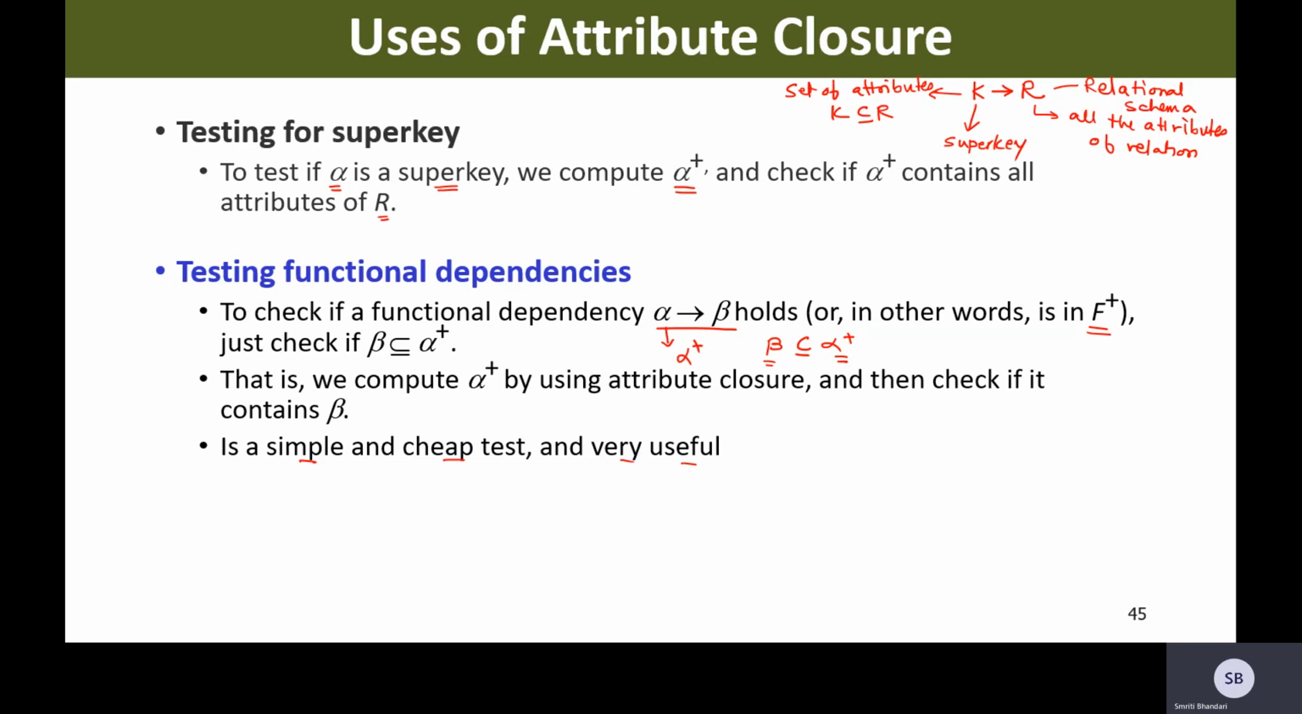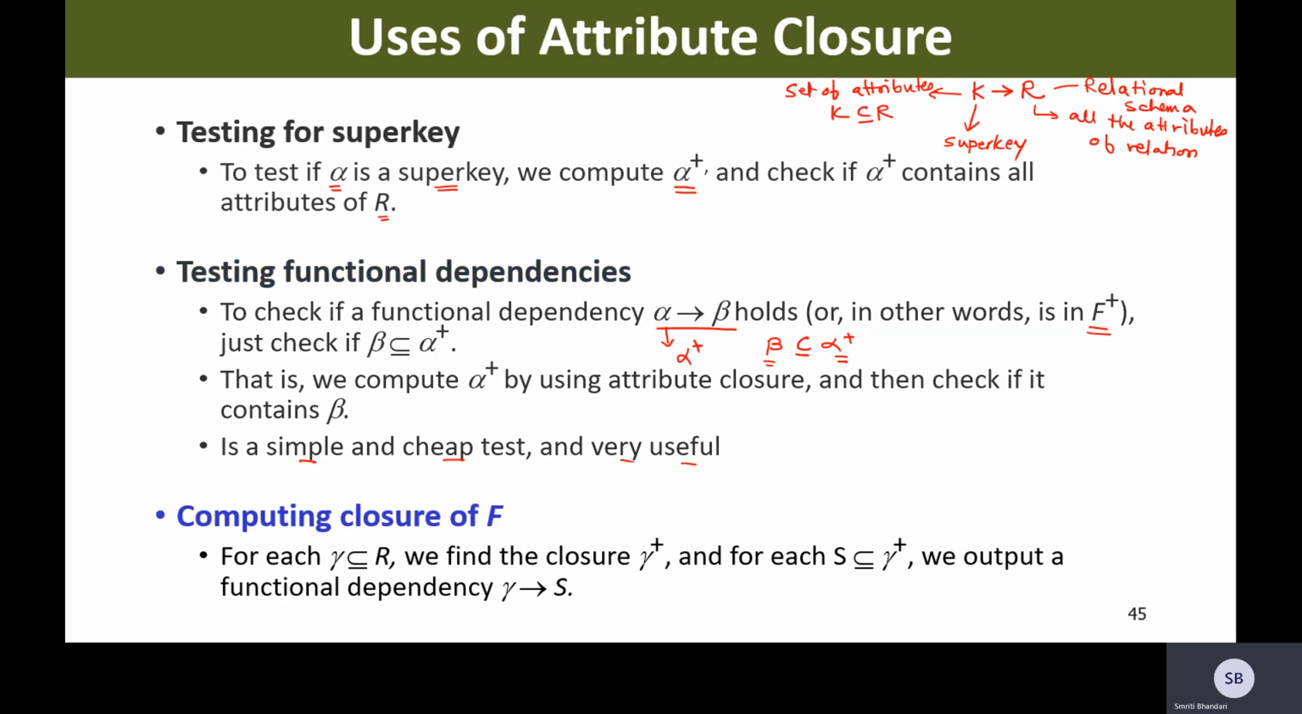Okay, now the next use of the attribute closure is to compute the closure of F. Earlier we have seen one algorithm for computing F plus, and that algorithm was using Armstrong's axioms.